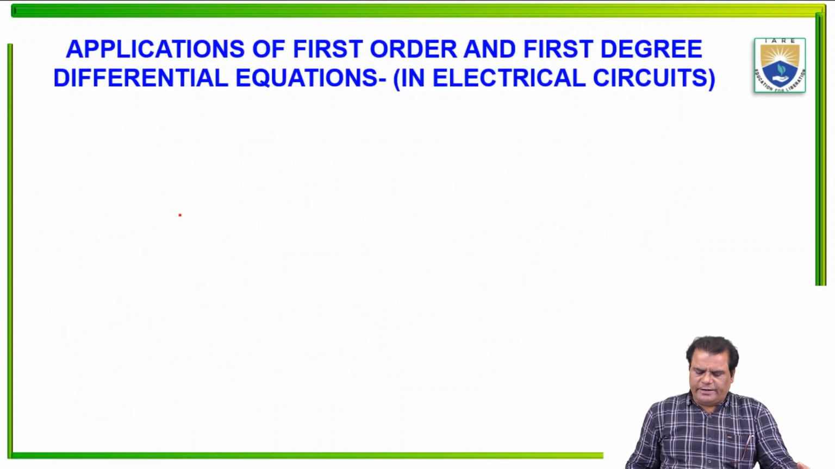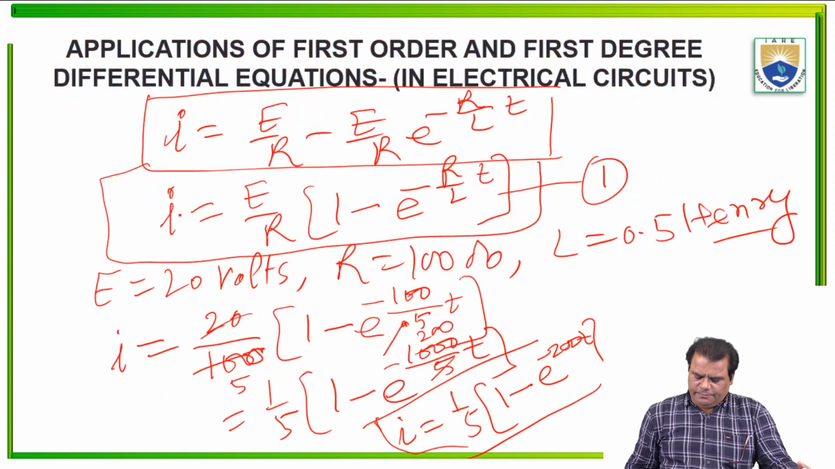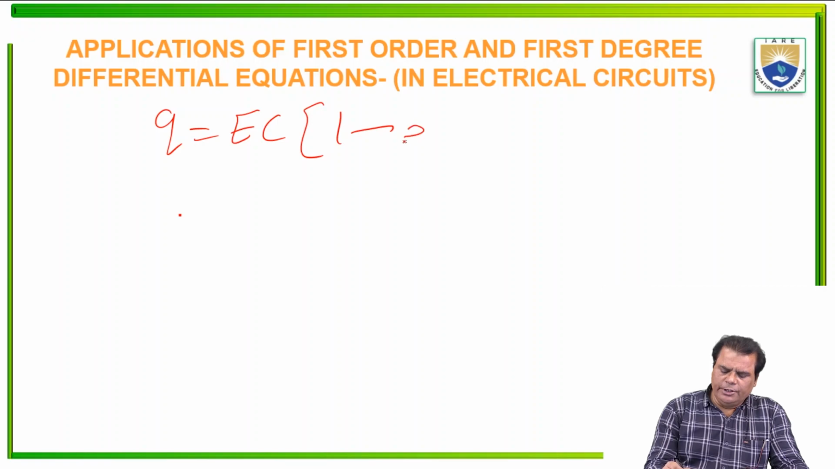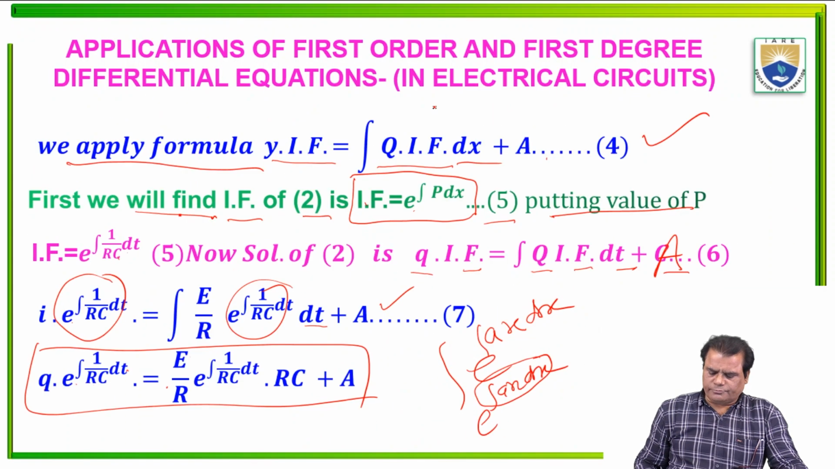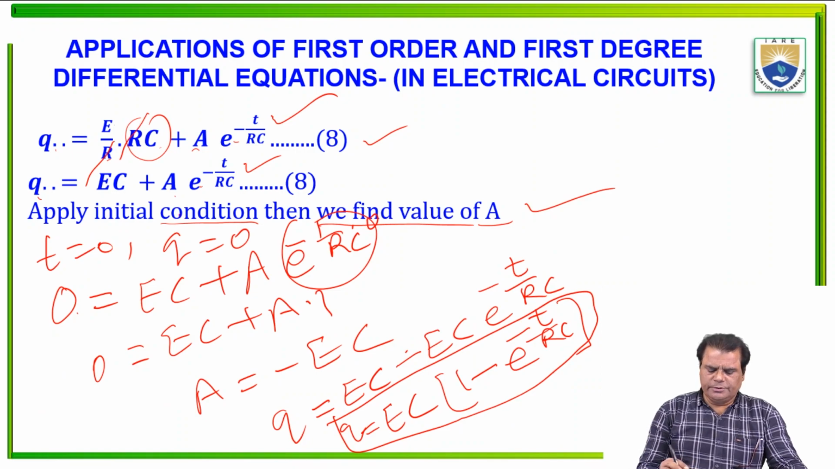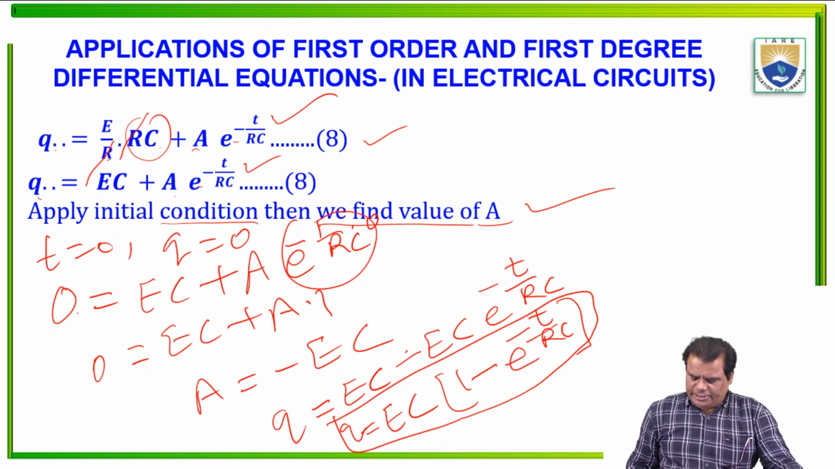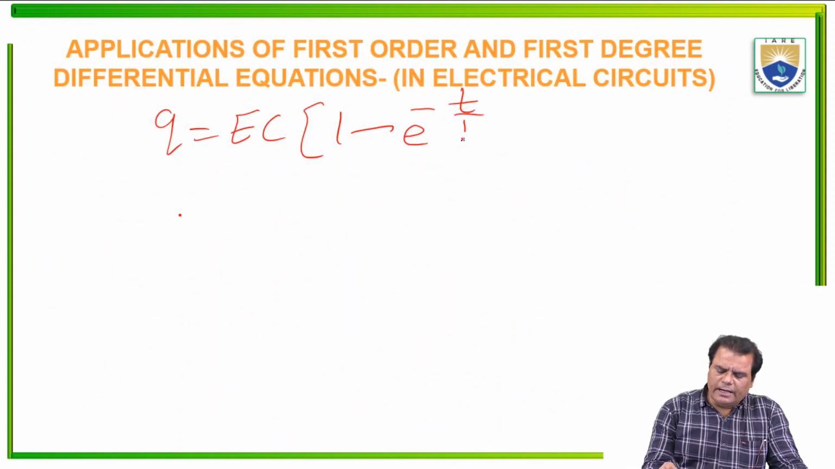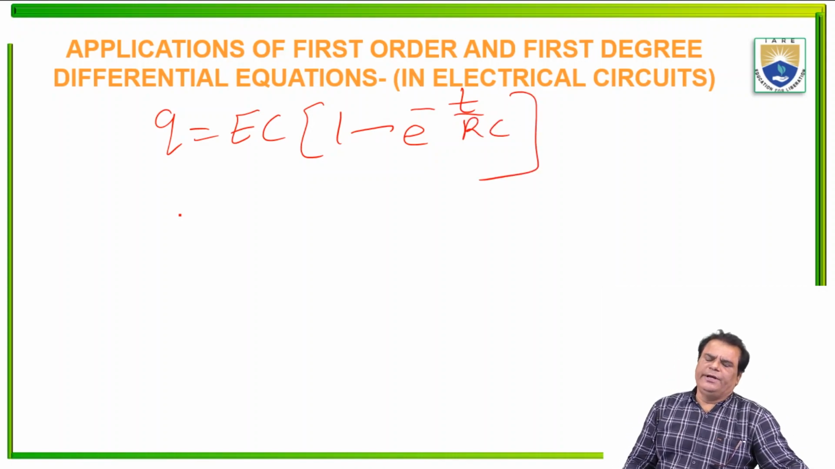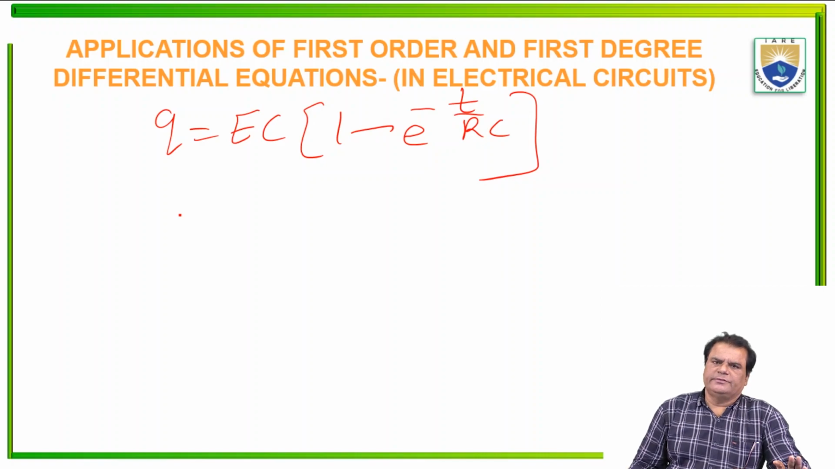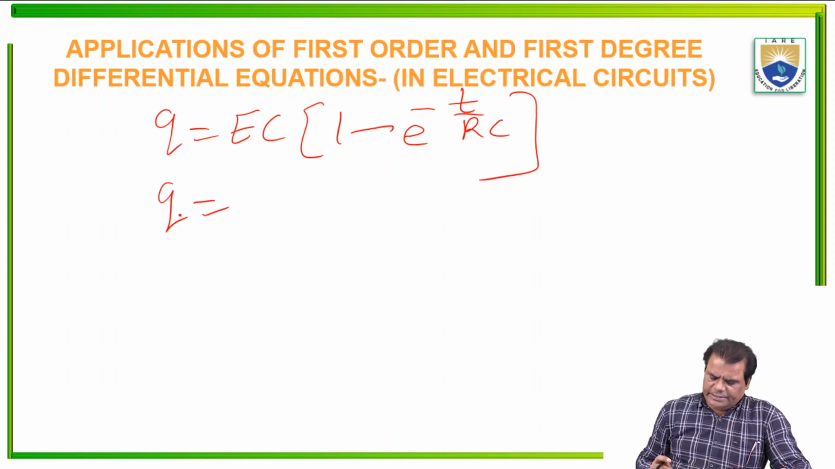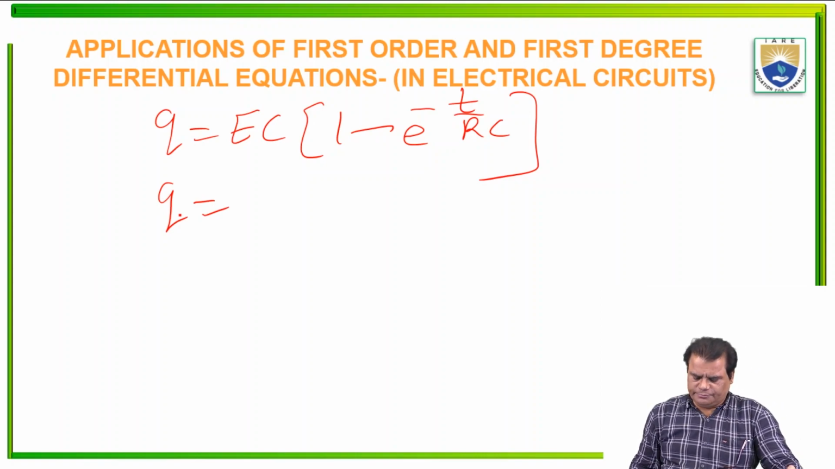So we apply the formula here. We know the formula Q equal to EC times the bracket 1 minus e to the power minus t upon RC. This is the formula we have proved in the CR circuit. So now putting the value of Q is equal to E. What is E here? The value of E.